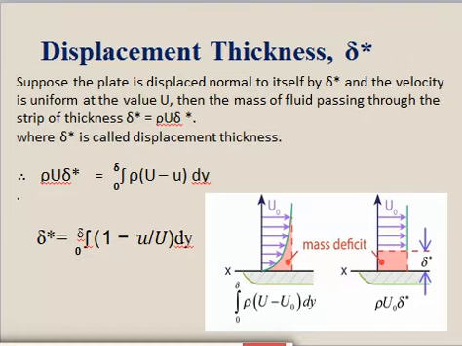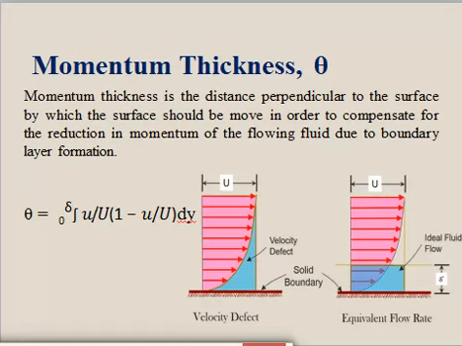So after displacement thickness we are going to see our next term, which is momentum thickness. Almost the concept is the same, the derivation is almost similar. The momentum thickness is simply the distance perpendicular to the surface by which the surface should be moved in order to compensate for the reduction in momentum. Here the only difference is that we compensate for the reduction in momentum of the flowing fluid due to the presence of the boundary layer.